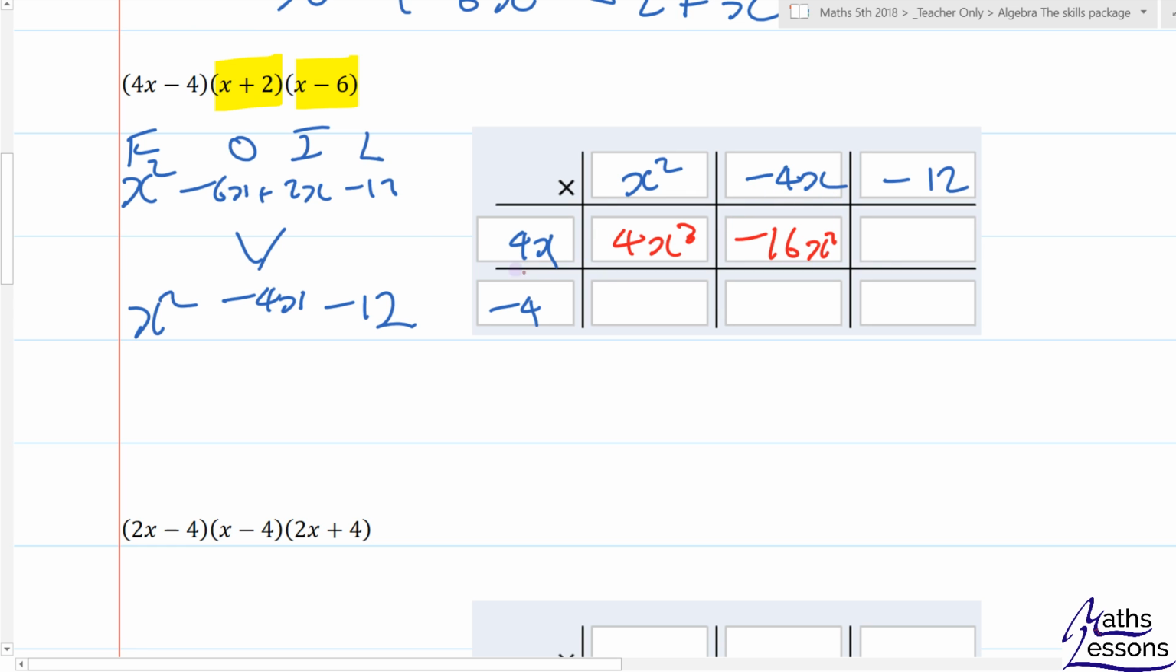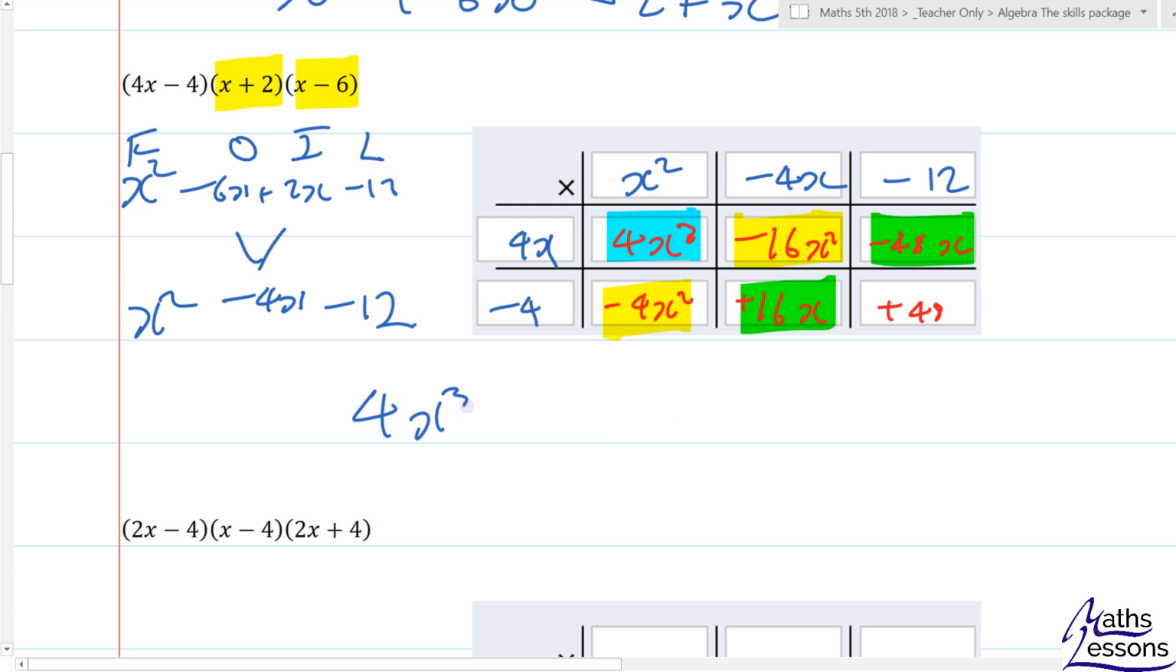x times x is x squared. 4 times minus 12. Minus 12 times 4 is minus 48. x minus 4 squared. Minus 4 times minus 4 is plus 16. Minus 48. So again, we have our x cubes, our x squareds, and our x's. Find them. So our answer is 4x cubed minus 20, minus 4 minus 16 is minus 20x squared. Then 32x there, and the sign on the end.